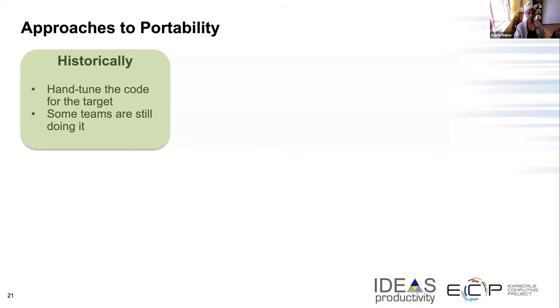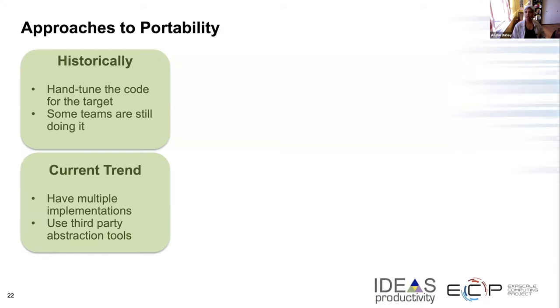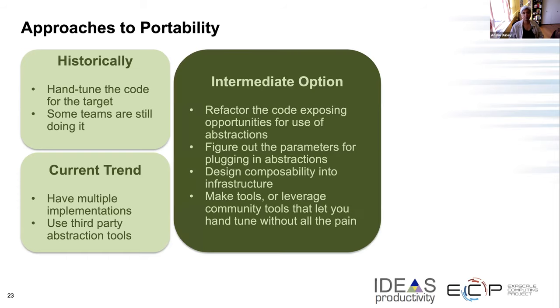The current trend, for anything except those teams that can get away with still hand-tuning the code, is to have either multiple implementations or use third-party abstraction tools, which aim to hide all of the details of the platform from the user. However, more and more people are coming to the conclusion that neither of those, having multiple alternatives or using third-party abstractions that completely hide all of the detail and leave all the domain knowledge on the table, might be the best solution. So there is an intermediate option.